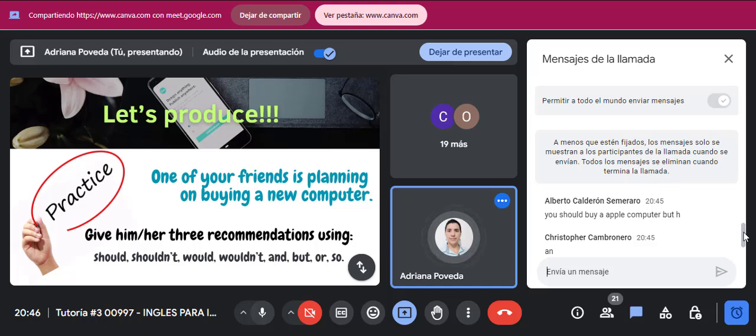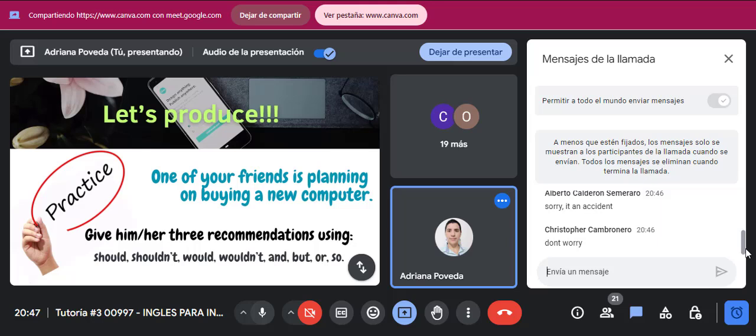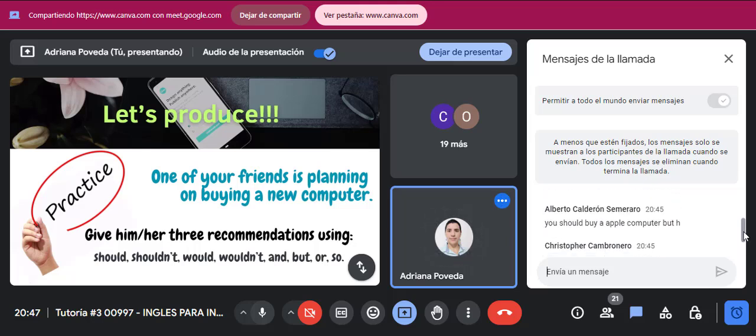Okay, Alberto. Yes, Alberto wrote, you should buy an Apple computer. Very good. And Christopher made the correction. Remember, we use an, not a. Good. But you need to write another sentence. I should buy an Apple computer, but it is really expensive, for example.